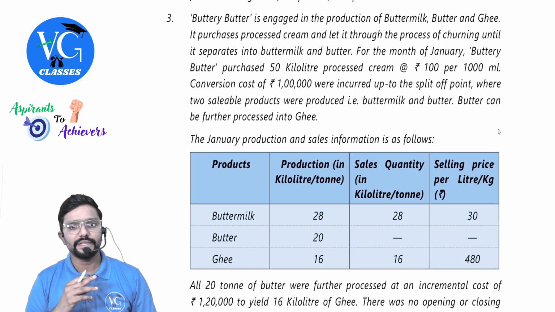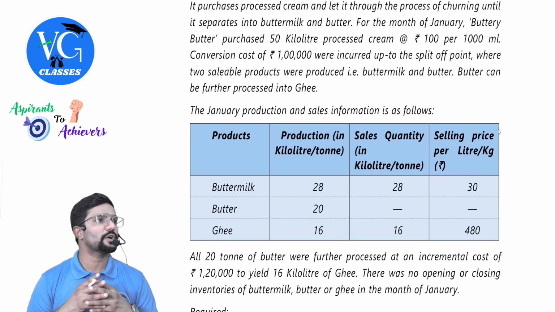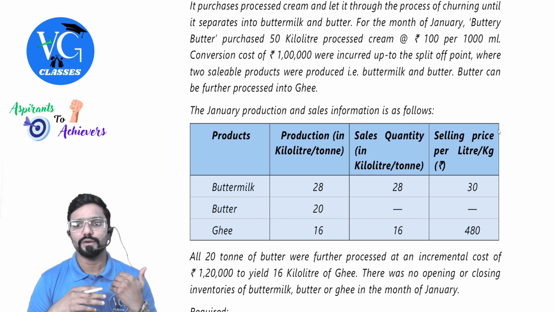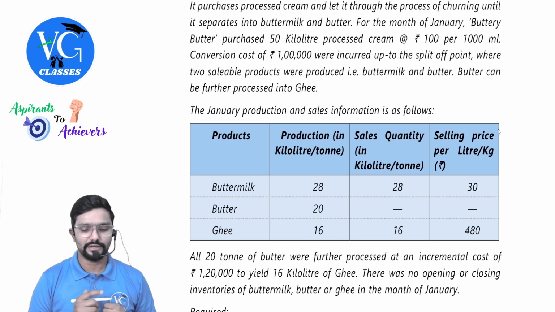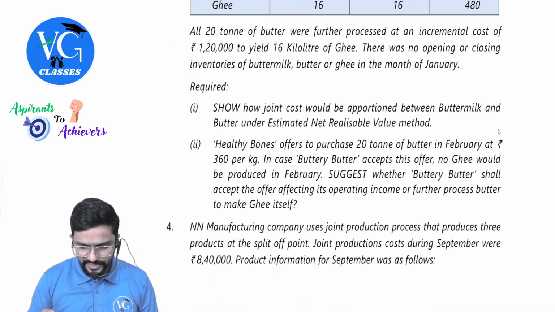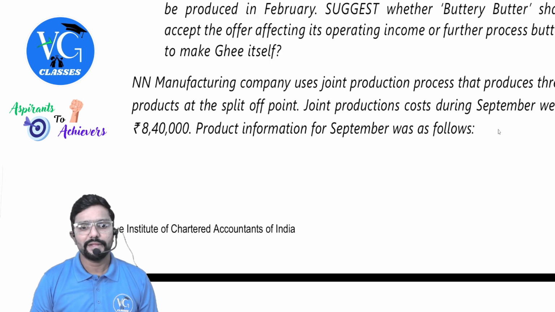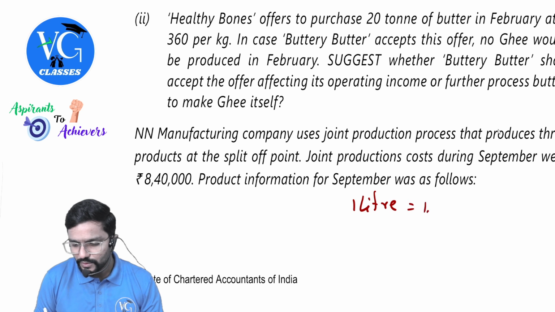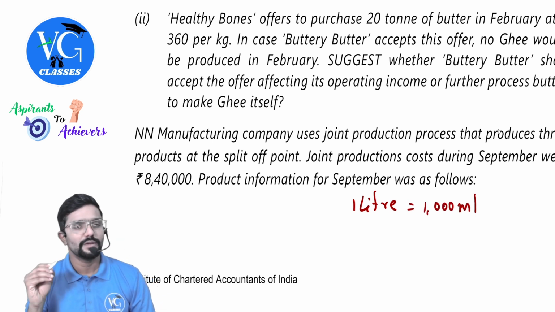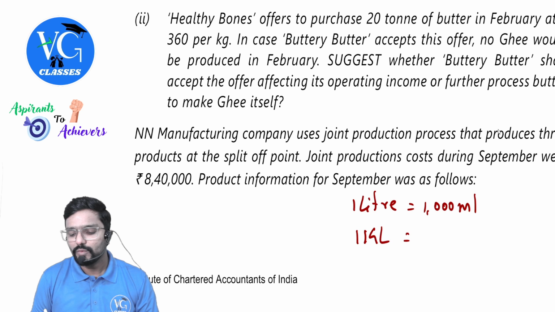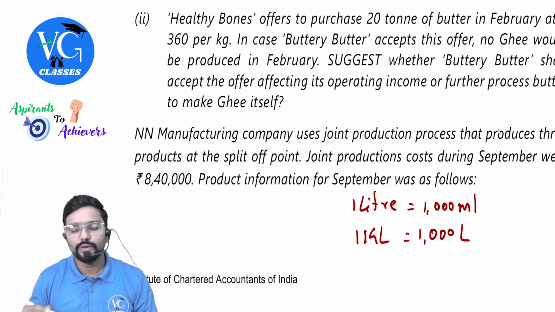See, one important thing here is they have used different units in the question: ml, liter, and also kg, kiloliter and so on. So first we have to break it up. Let me write it here. If you want, you can also make a note of it. Guys, 1 liter is equal to 1000 ml. Then 1 kiloliter is equal to how much? 1000 liters.